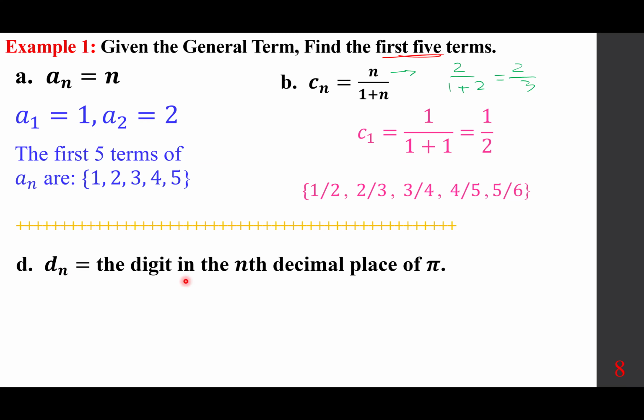d sub n, the digit in the nth decimal place of pi. We want to come up with that, everybody. To do so, notice pi is not 3.14. So what is pi? 3.141592, and it continues indefinitely. And that's the idea.